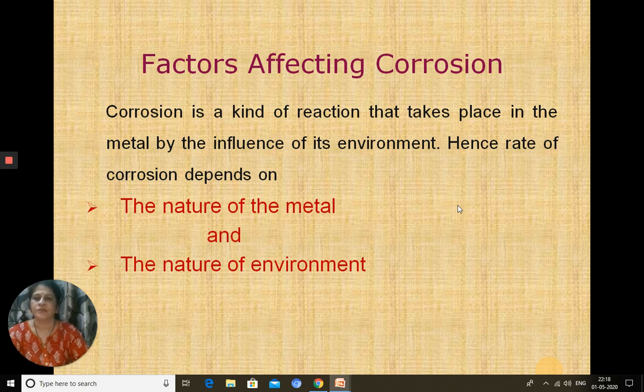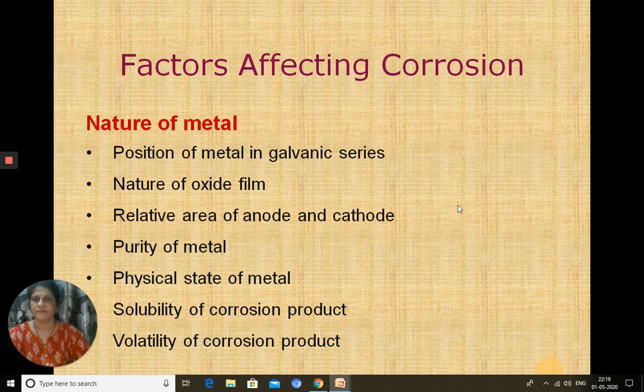Now, corrosion is a kind of reaction that takes place in the metal by the influence of its environment. It means when metals are exposed to different environmental conditions, they undergo corrosion. Hence, the rate of corrosion depends on the nature of the metal and the nature of the environment. Both play a very important role in determining the rate of corrosion.